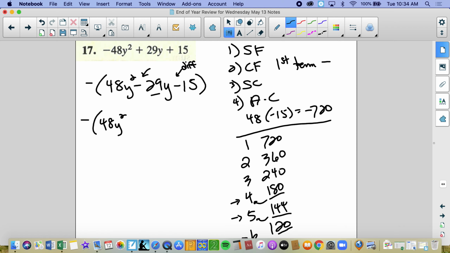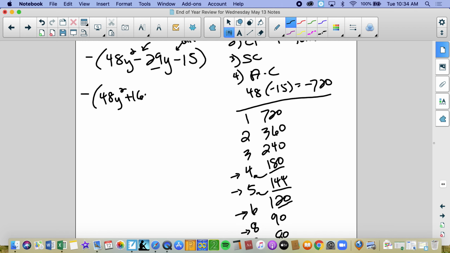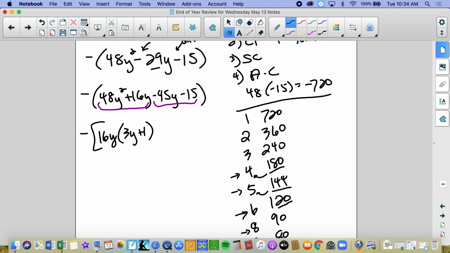So we have 48y squared plus 16y minus 45y minus 15. That looks good. Let's factor by grouping now. Group those. So what goes into 48 and 16? I don't think 16 goes into 48. Yes, it does, three times. So 16y we can factor out. And that gives me 3y plus 1.